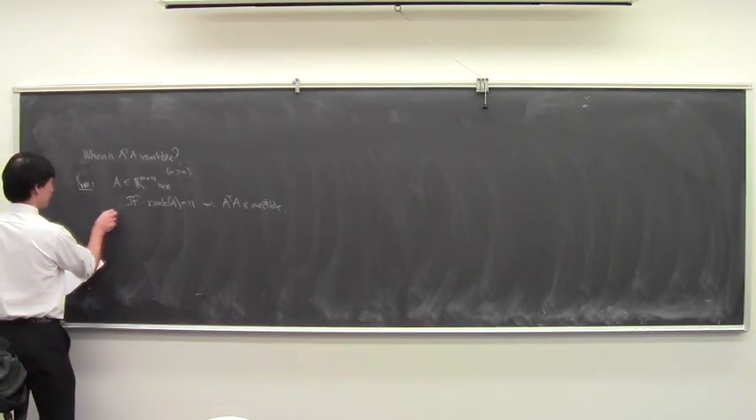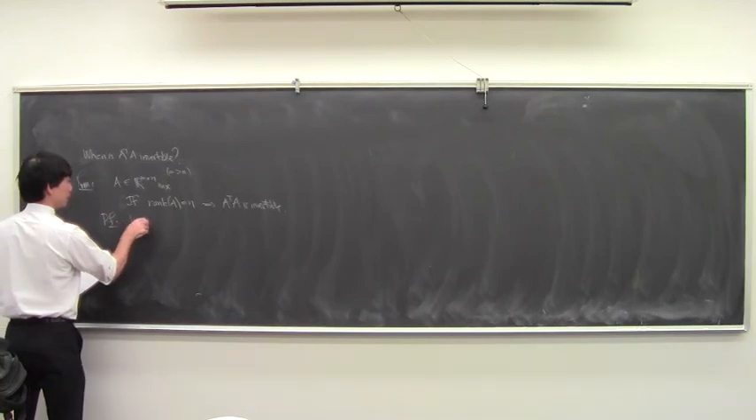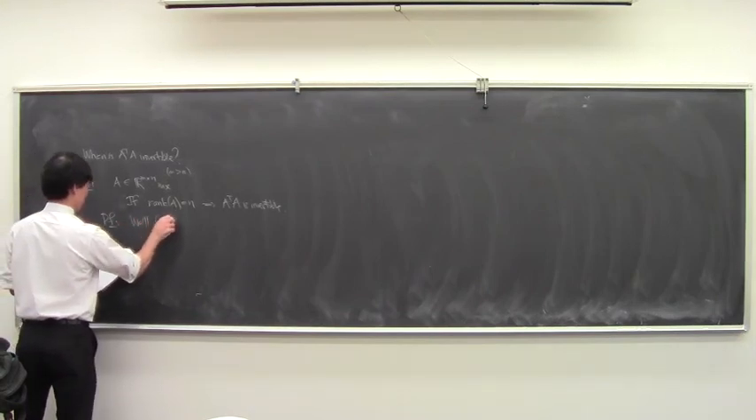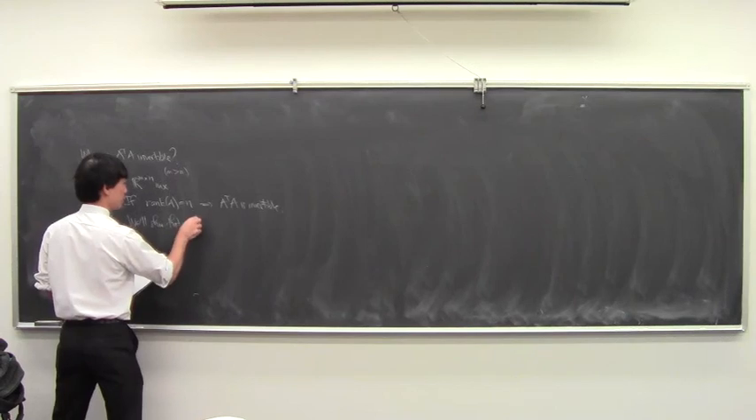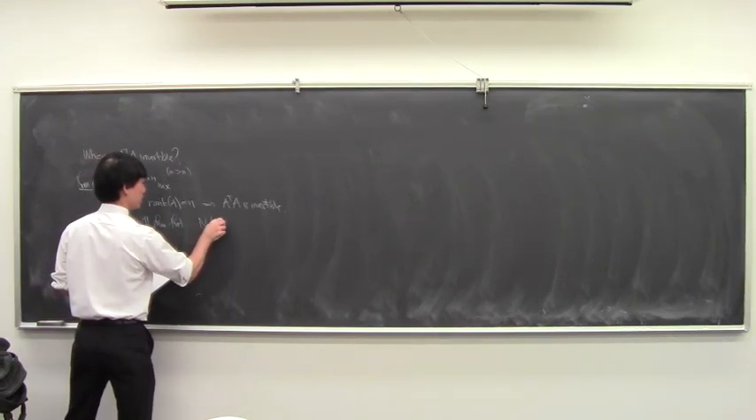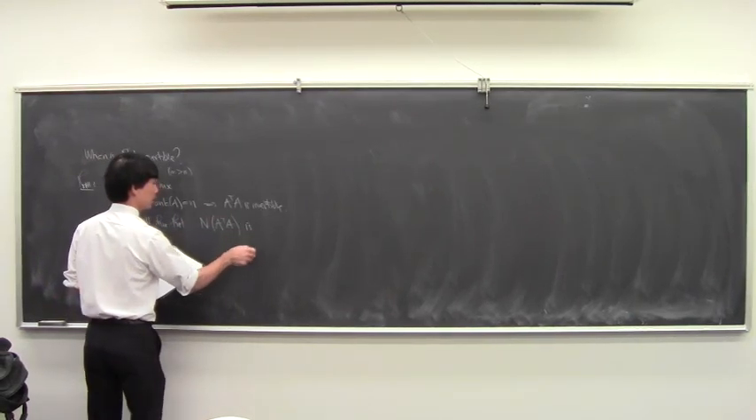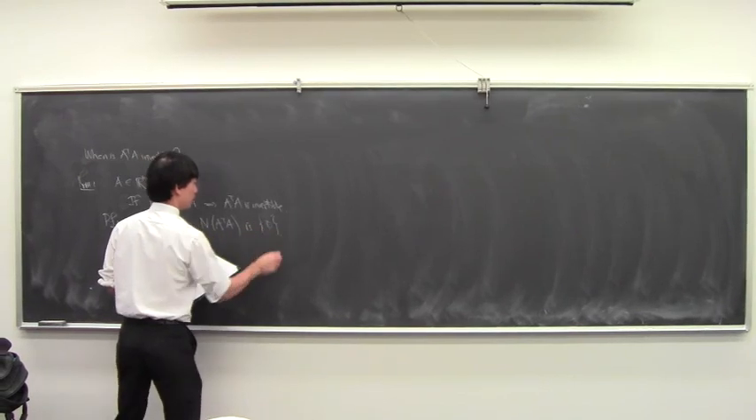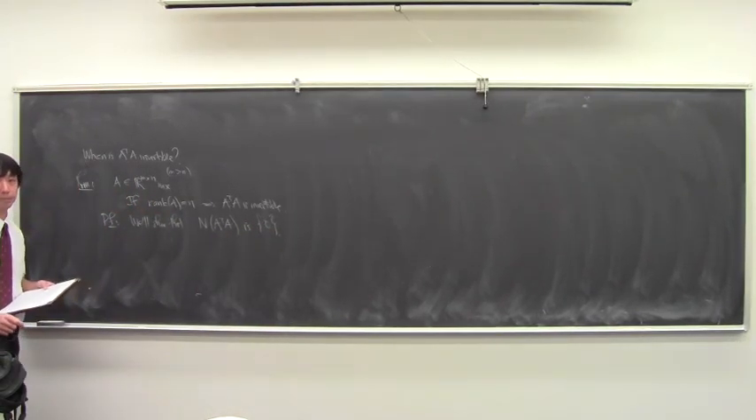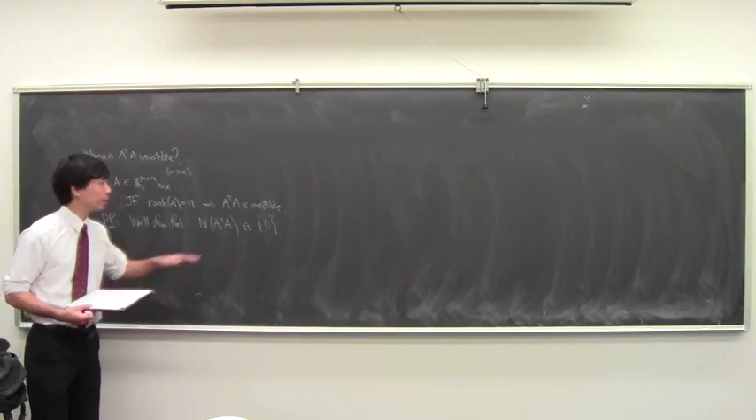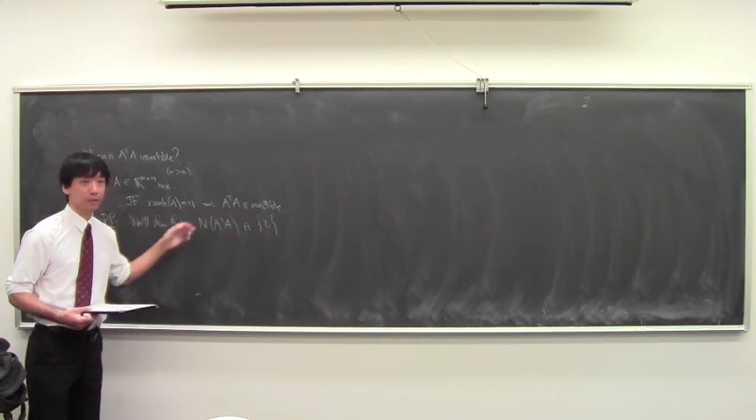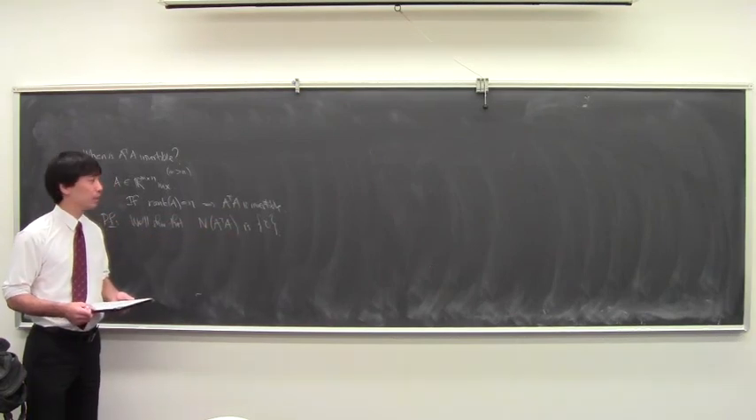Proof is we'll show that the null space of A transpose A is 0. That will be enough to show that A transpose A is invertible, because you have a square matrix and its null space is 0.